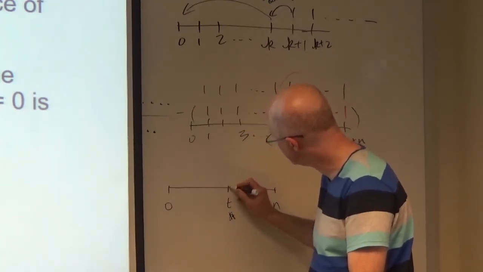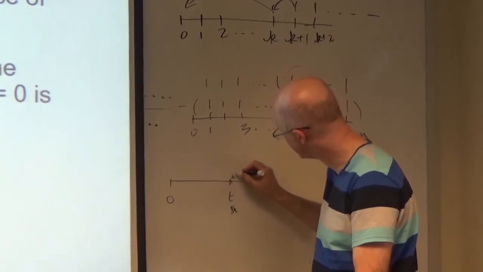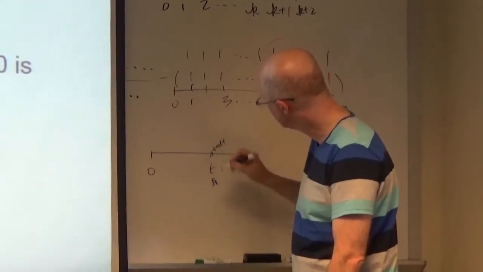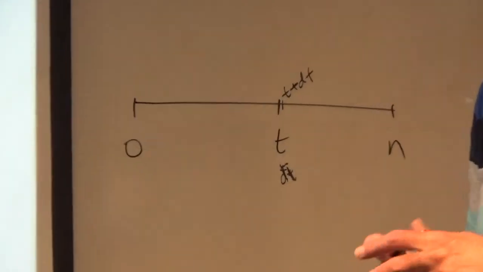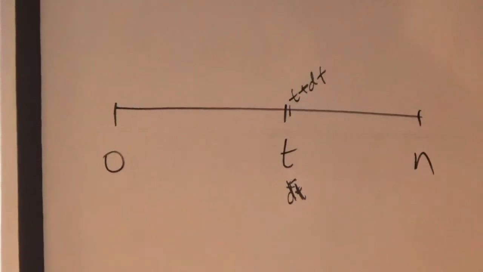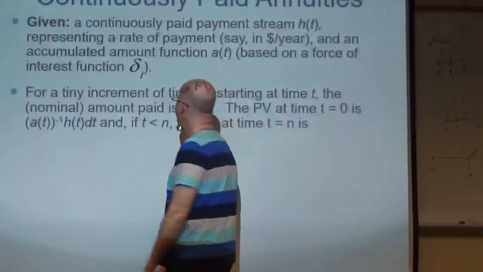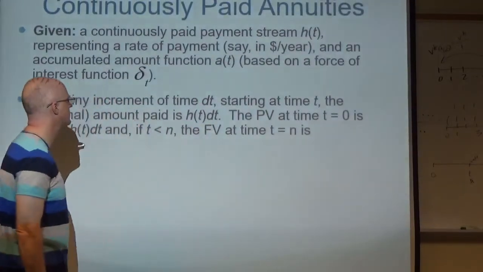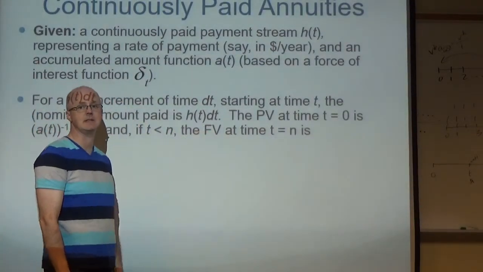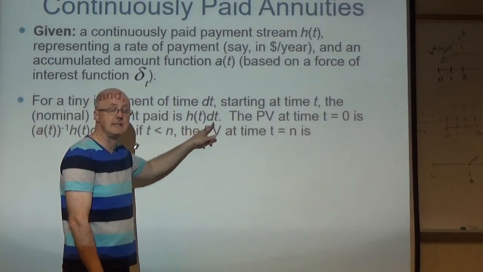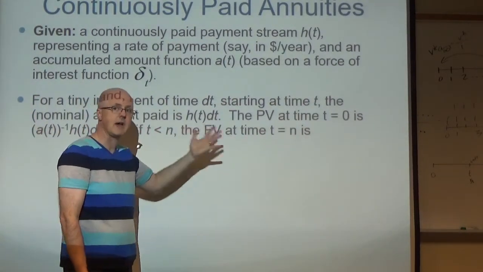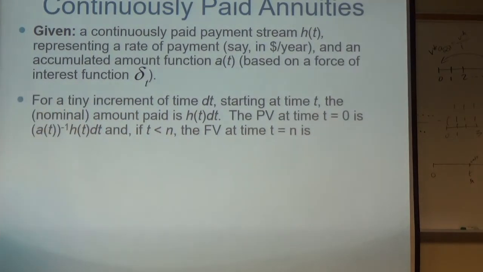Okay, it's from time t to time t plus delta t, t plus dt. This is not rigorous math here, what I'm doing. You can make infinitesimals rigorous, but we're not going there. The nominal amount paid over that tiny interval of time is the product, h(t) times dt. h(t) would be, say, in dollars per year, and dt would be in years. This product would be in dollars then. That's the nominal amount. It's in name only.